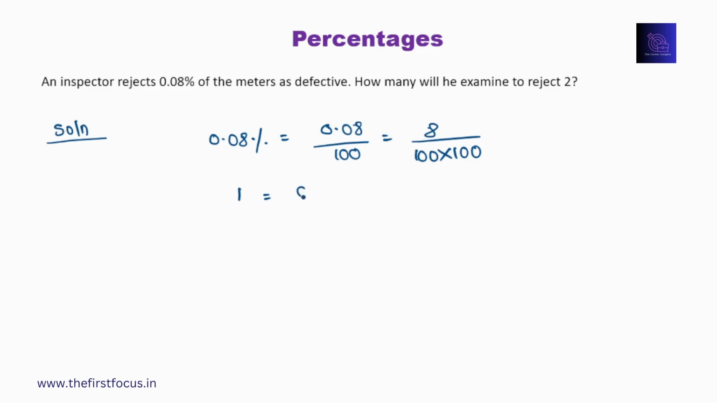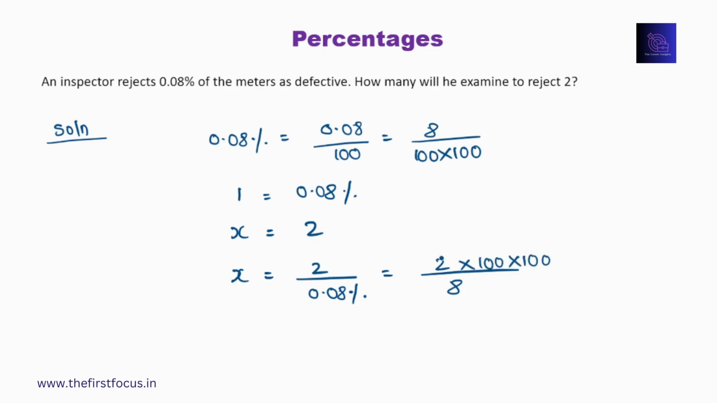For 1 meter, he found 0.08% defective. Then for x meters, he will find it as 2. Then the value of x is equal to 2 divided by 0.08%, that is 2 divided by 8 over 100 into 100. On solving this, we get the value of x is equal to 2500. The inspector has to examine 2500 to reject 2.